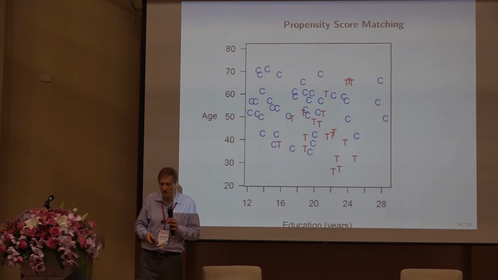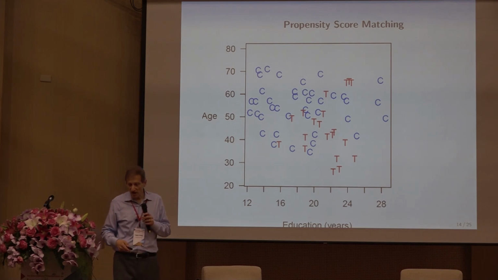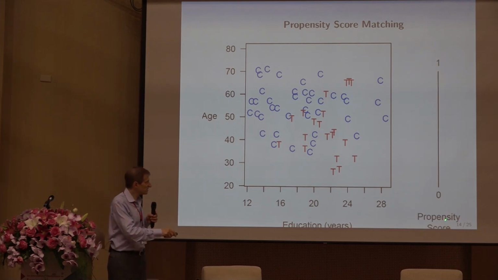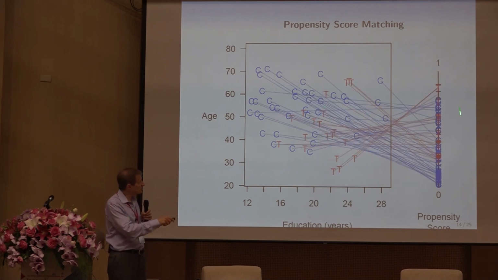Let me show you this visually. So we have age and education again. Here are our treated and control units. Here's the propensity score. This is the probability of receiving treatment, at least the estimated probability of receiving treatment. It goes from low to high. So we run that logit where we predict T versus C as a function of age and education and project those over to this scale. So now every unit is on this scale.